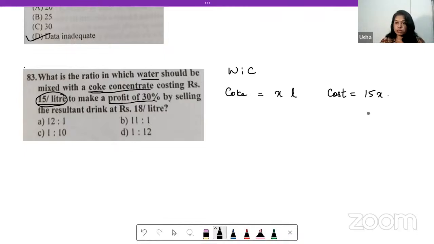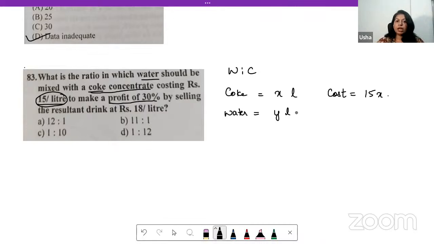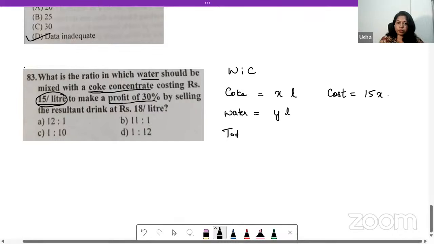Now I have to mix some water. Let me assume I will mix Y liters of water, and by mixing Y liters of water, I am going to sell it. So the quantity will increase, no? Now, what will be the total quantity? I had X liters of Coke concentrate. In this, I mixed Y liters of water. So X plus Y liters is the total quantity now.